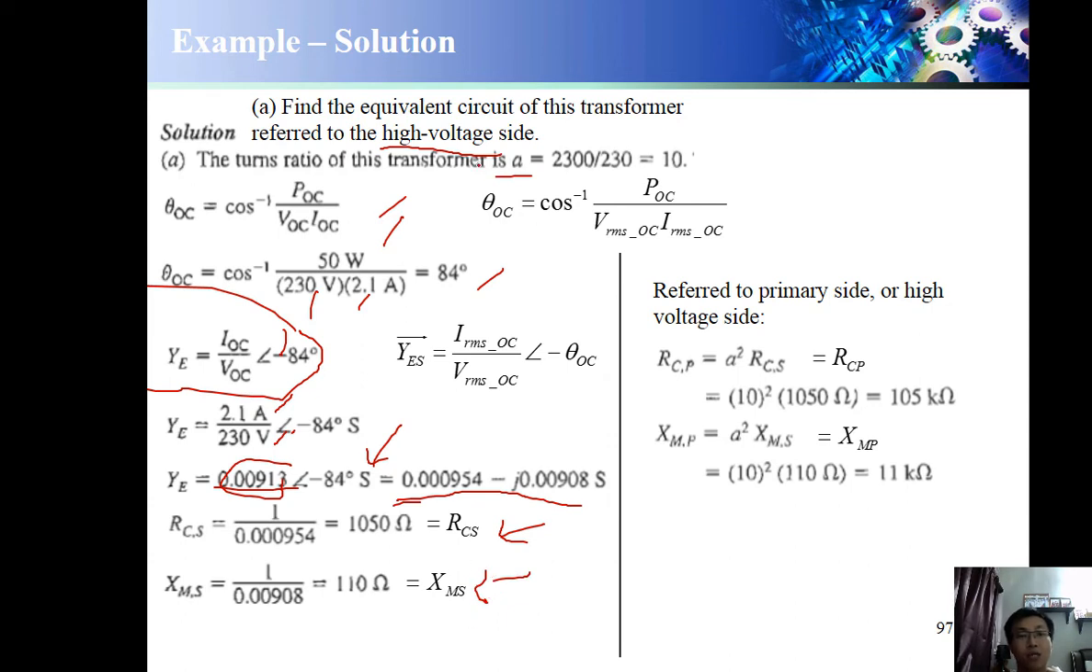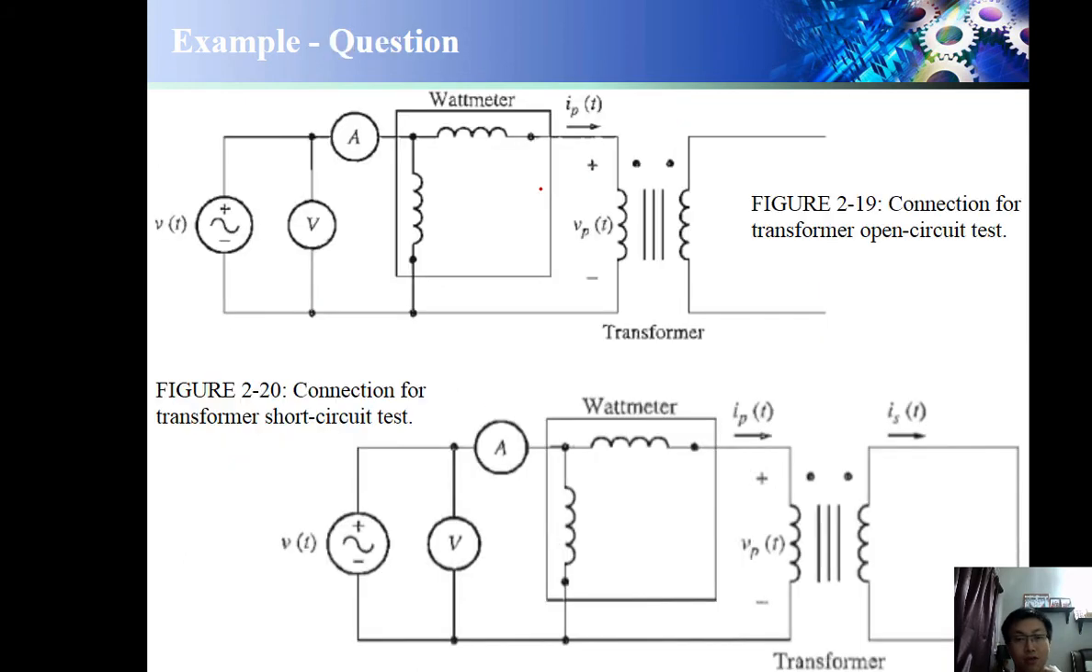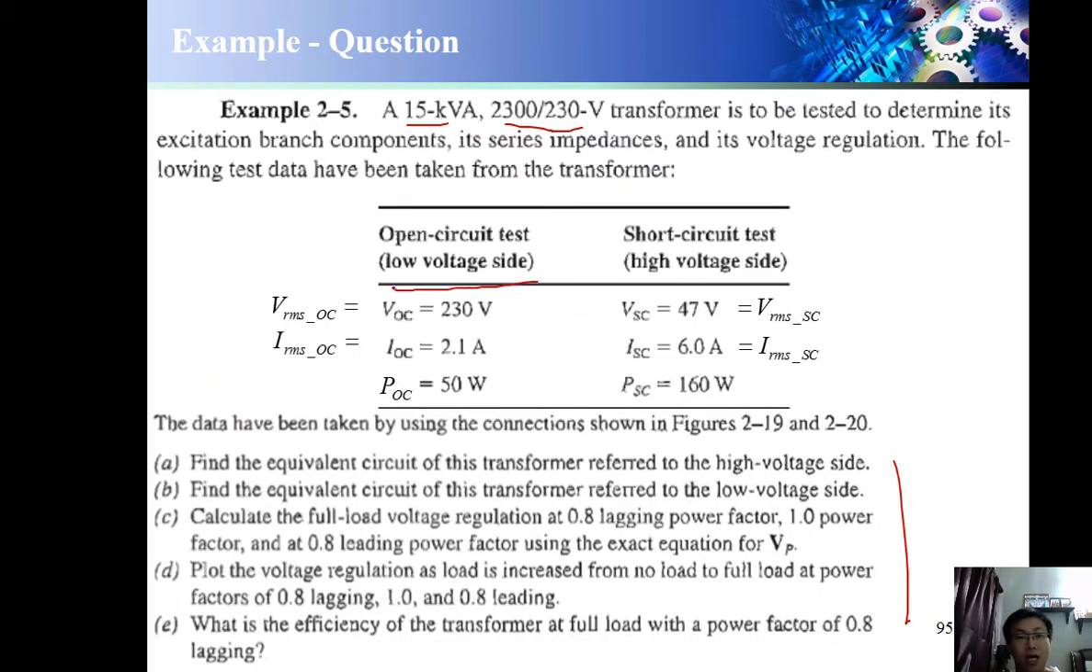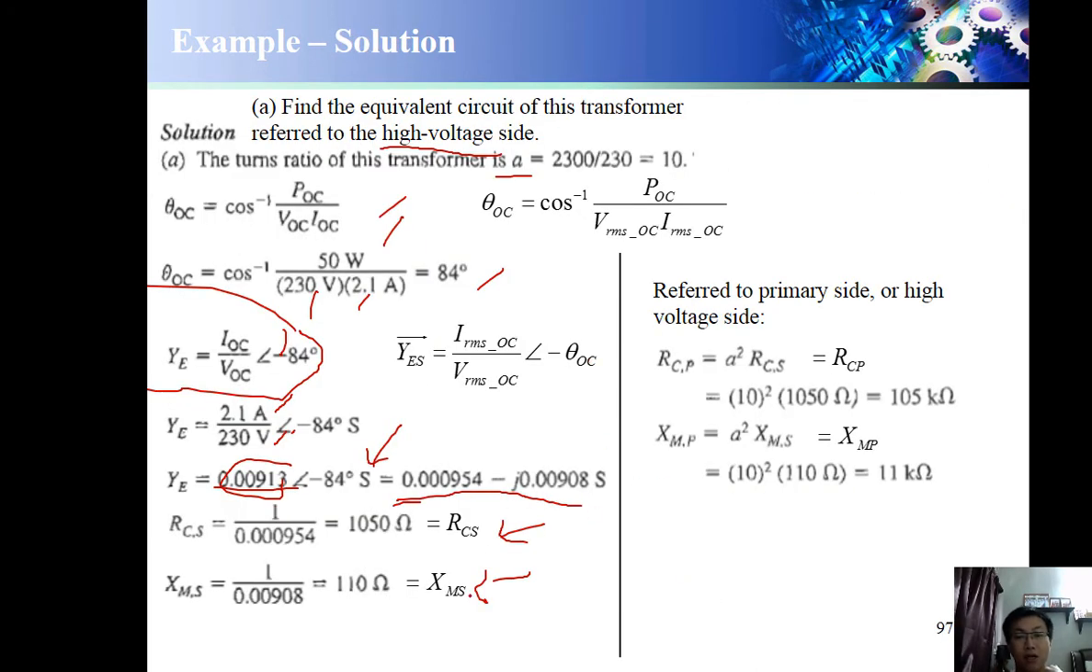Why is it S? Because it is the secondary side. High voltage. You see, this one is given on the low voltage side, right? Low voltage is on the secondary side. So this is secondary. And then because we want to refer to the high voltage side, which is the primary, we use conversion, refer to the primary side. And then we find this value.